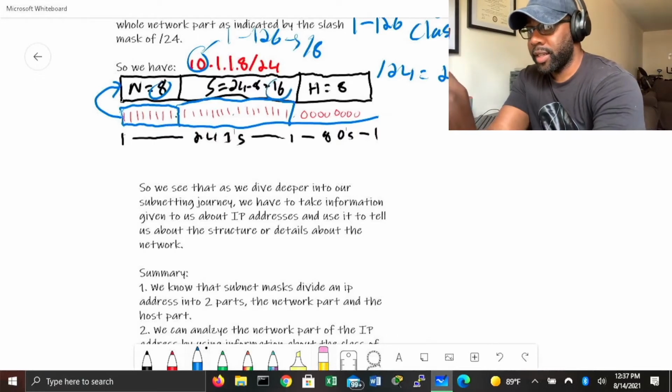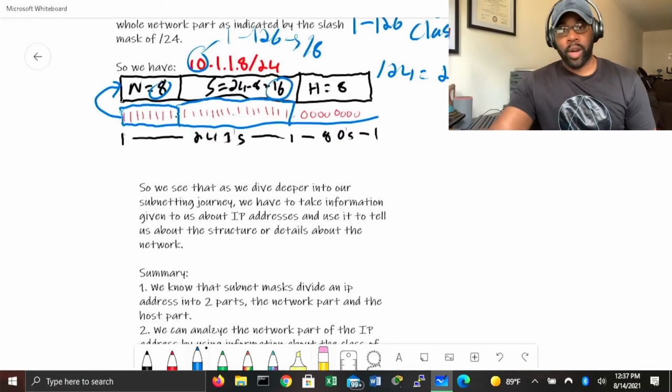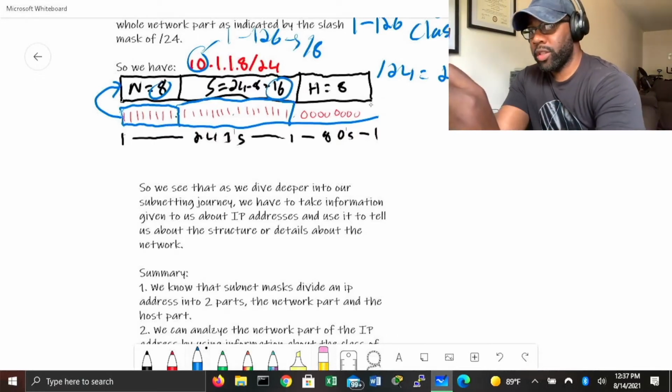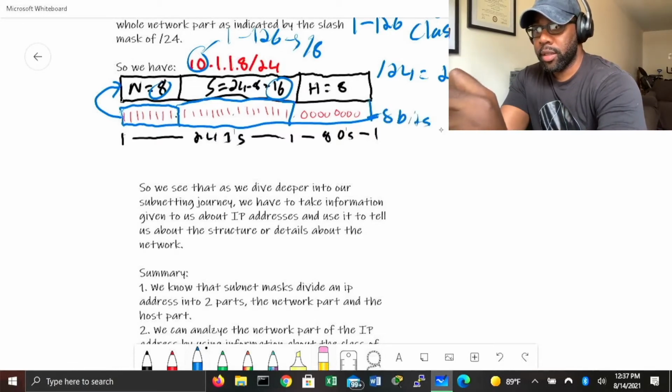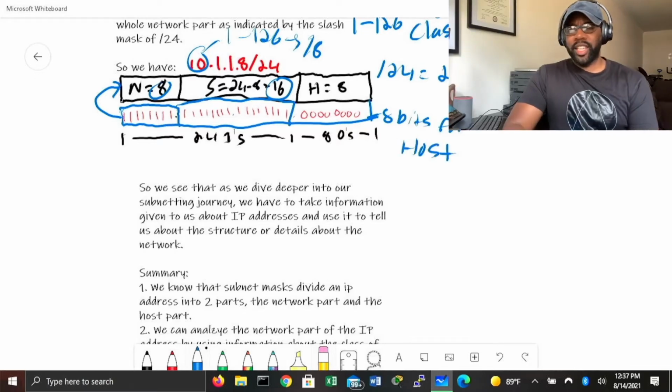It's the subnet bits, right? So that is, as we can see, 16 bits. That's where our subnet is at. And of course, what we have left over is 8 bits for host. So that's pretty much it. It's pretty straightforward. And this is more so the mathematical, practical preparation for subnetting, right?